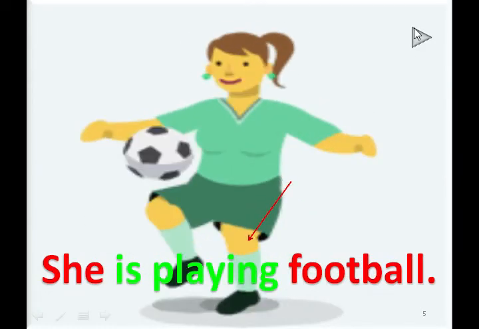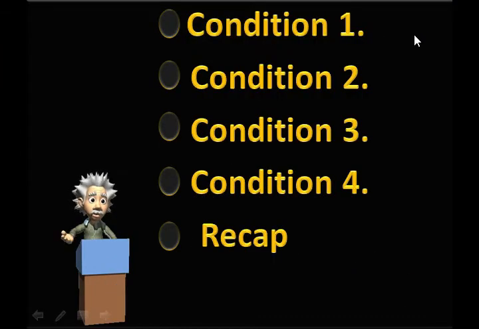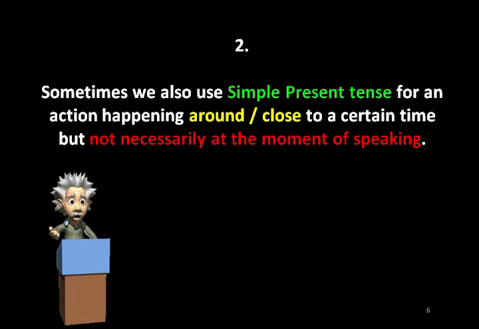Let's go ahead with the other conditions. Now condition number 2, what it says: sometimes we also use present continuous tense for an action happening around or close to a certain time, but not necessarily at the moment of speaking. What does it mean? It means most of the time in present continuous tense, the statement by the speaker and the happening of the action are together. But in some cases, it is not necessary that the work will happen at the same time when it is spoken. In this case, the action happens close to or near a certain time, where a word will be used which relates the action with the present time.